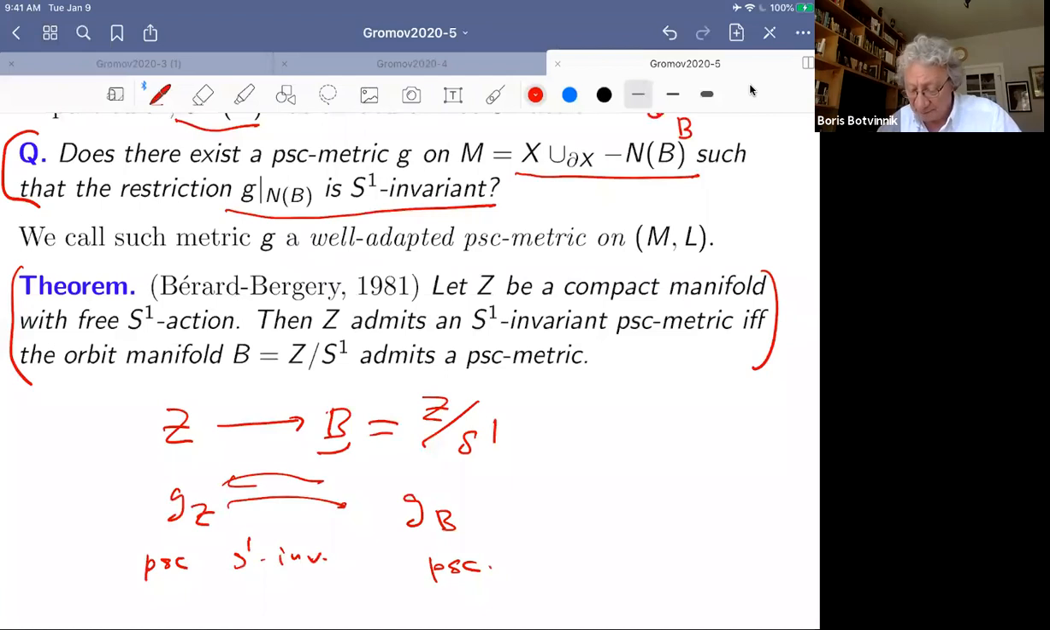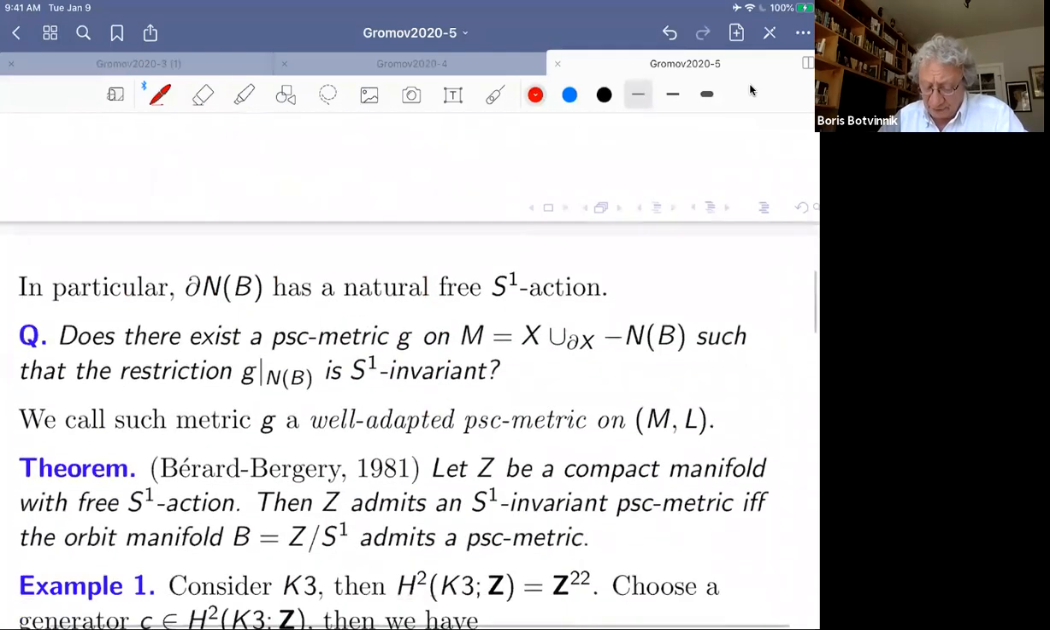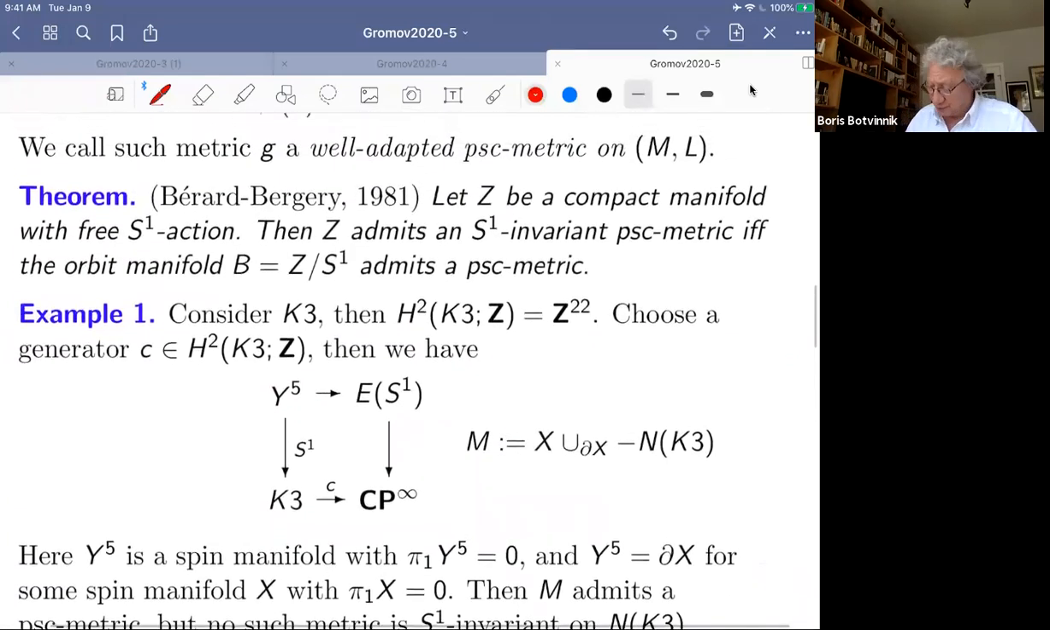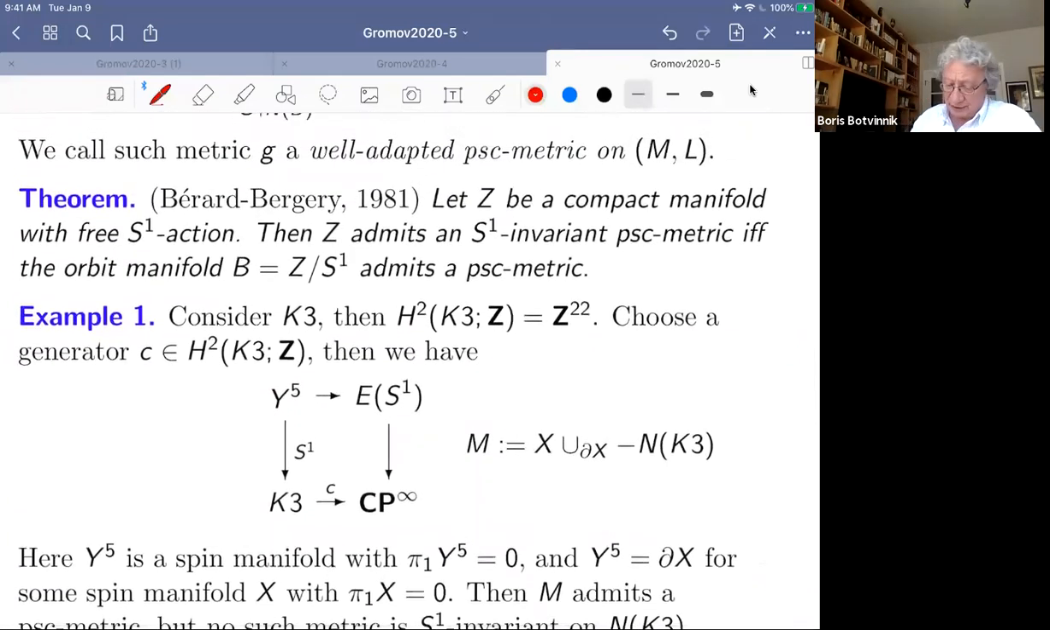It requires some geometric analysis, like using the conformal Laplacian and conformal deformation of the metric, and something like this. Now, I would like to give three examples which illustrate that the question that we ask is quite interesting.